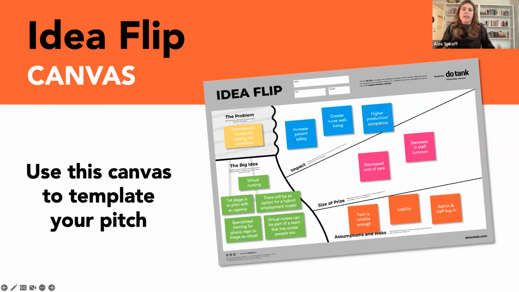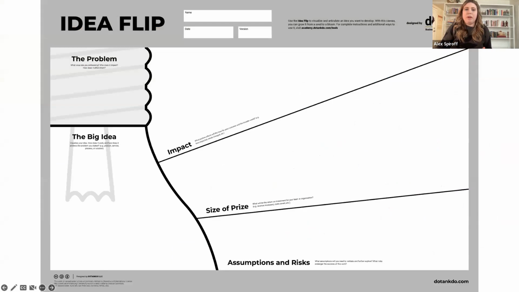Another great one is an idea flip. So I think of this one as a great way, if you've already done the work, to use this as a template for your pitch. This is also a great canvas to use when you're just in the initial ideation stage and starting to flesh out what you want to talk about a little bit more.